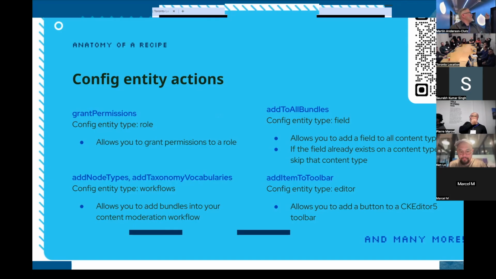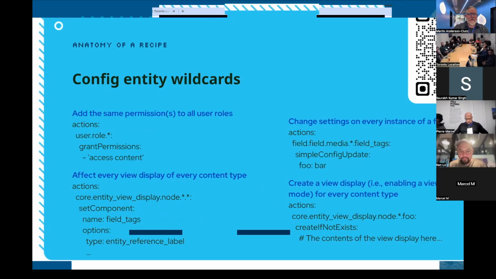So again, there's a QR code here. There's a huge documentation page that lists out all of those different configuration actions. And I think it's even sectioned that way, so it makes it sort of easy to understand. But that's a great reference if you're going to get started actually creating your own recipes.